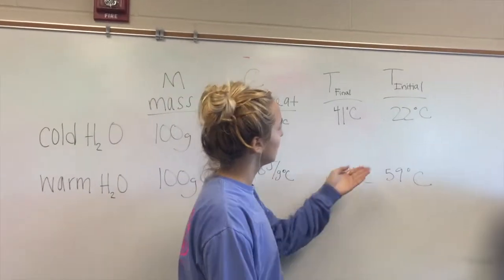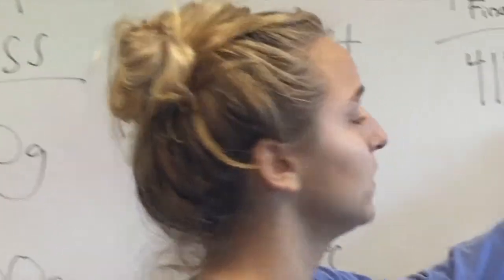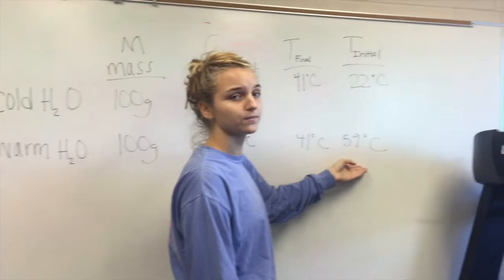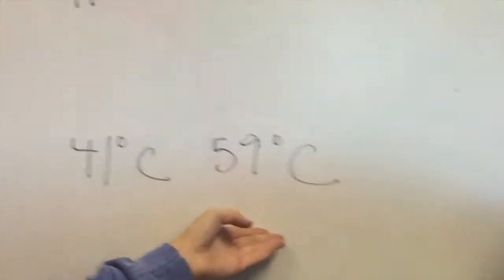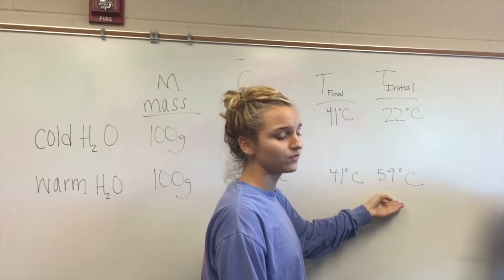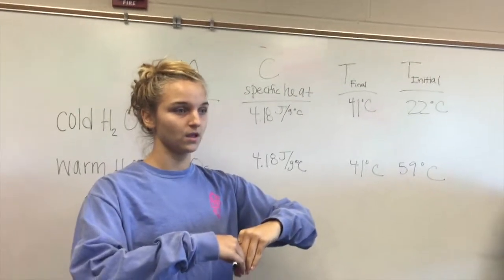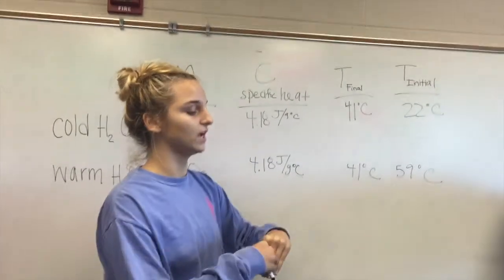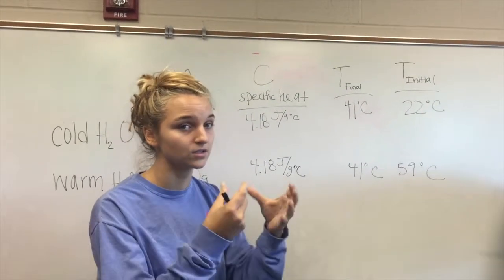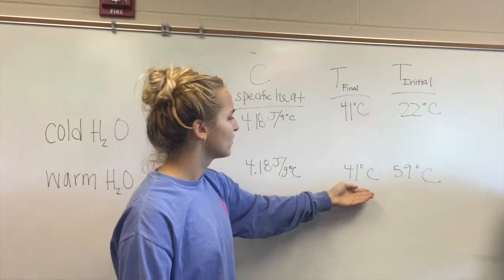Next, the T initial for the cold water we measured using a thermometer, and it was 22 degrees Celsius. But for the hot water, we heated it on a heating plate, so this turned into being 59 degrees Celsius. After we put both of the waters into the coffee cup, the temperature changed for both of them to being the same value because they're both mixed into the coffee cup. This was 41 degrees Celsius for both of them.